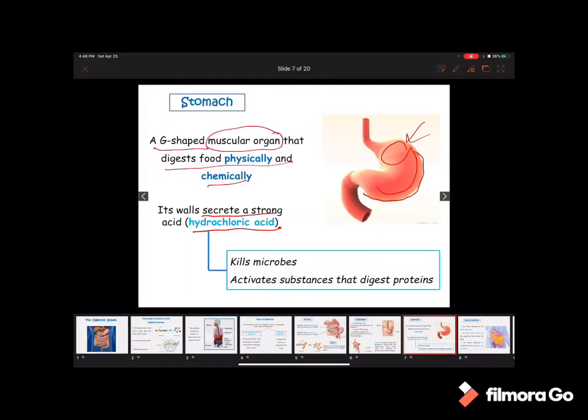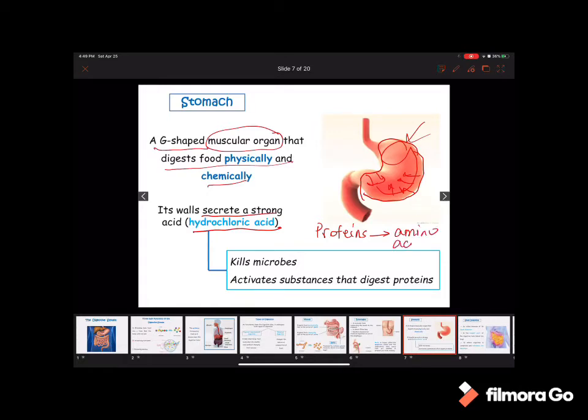The walls, the edges secrete an acid called hydrochloric acid that is rich in enzymes, which are chemical molecules or chemical structures, all right? And what these enzymes do is digest the food chemically. Mostly, the stomach acts on proteins, and it turns the proteins into amino acids.